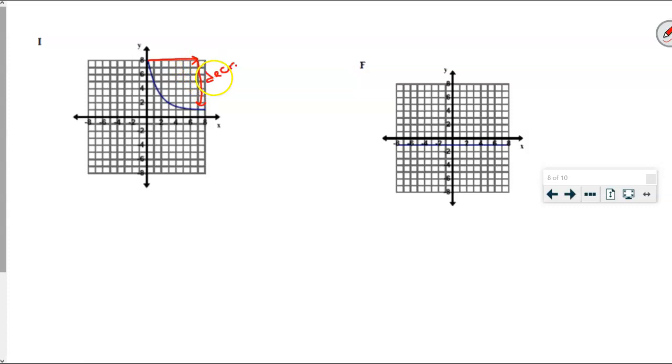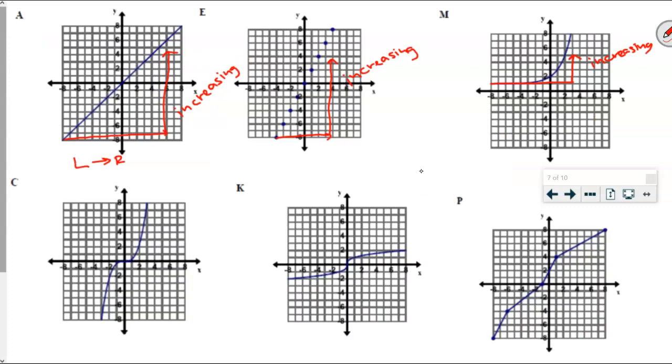And then we can really solidify that with F. What's happening in F? Yeah, nothing. It's not increasing, it's not decreasing. So what did Lucy call this graph? Not consistent, but constant. It is constantly -1. So this is constant, neither increasing nor decreasing.